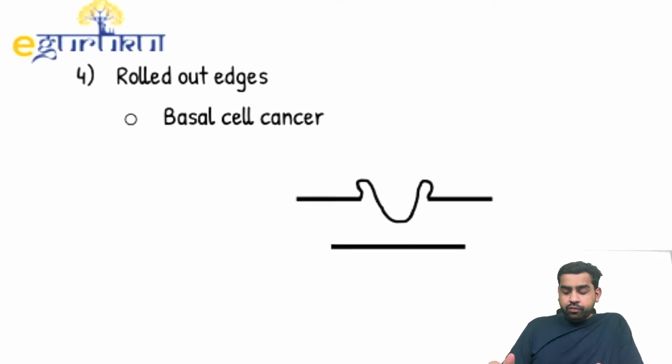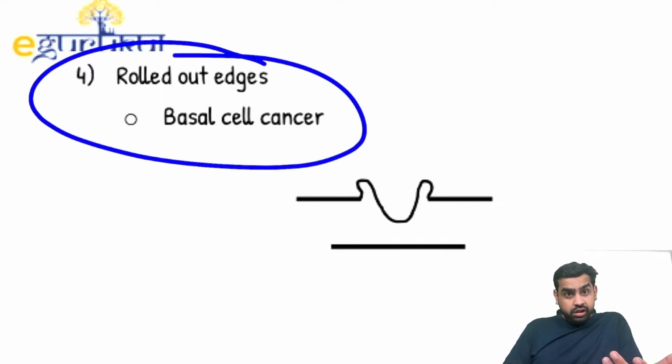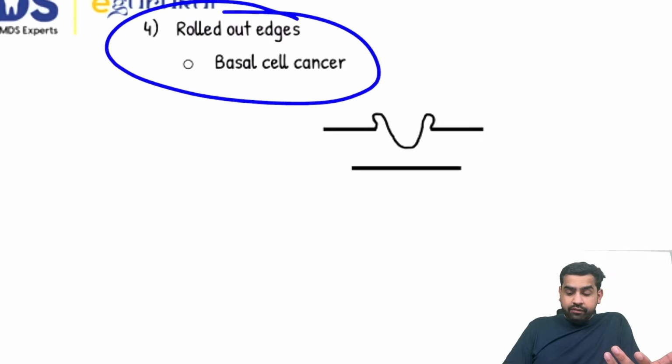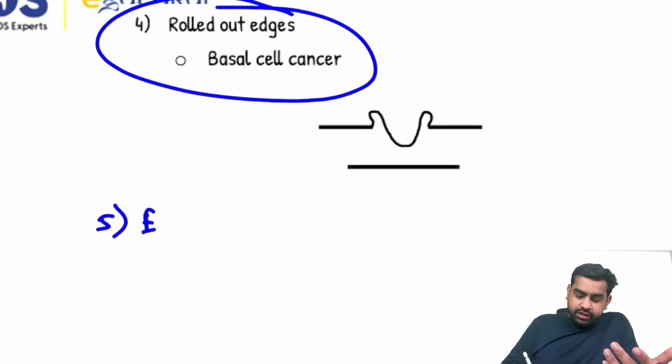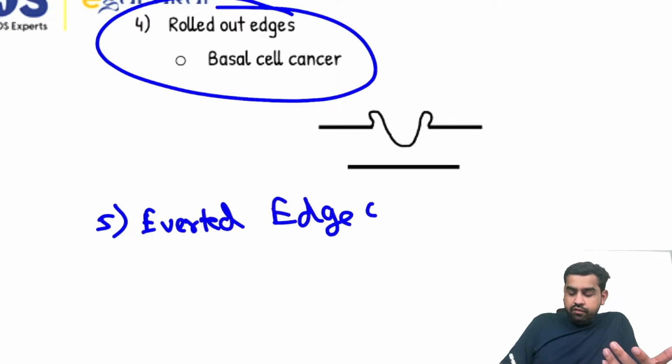Then what you have is a rolled out ulcer. We have a rolled out ulcer, which is basically a feature of basal cell carcinoma. And what we also have is everted edges.